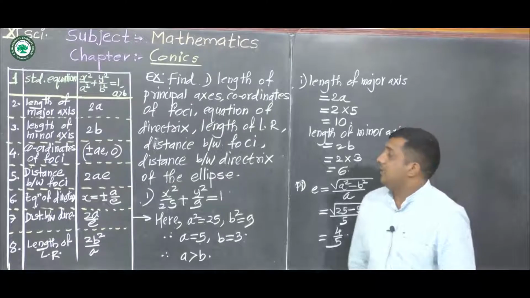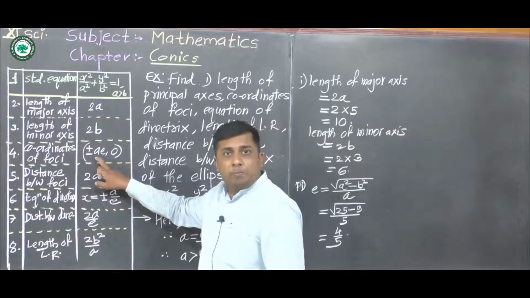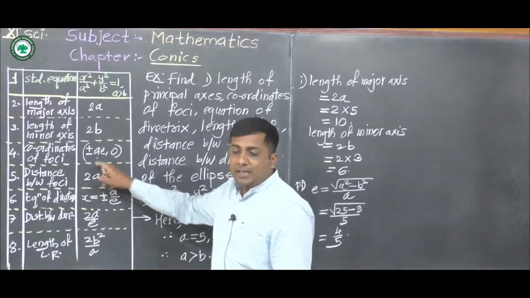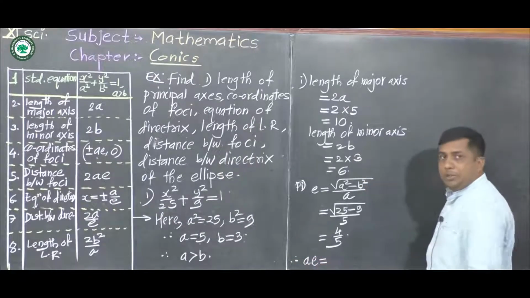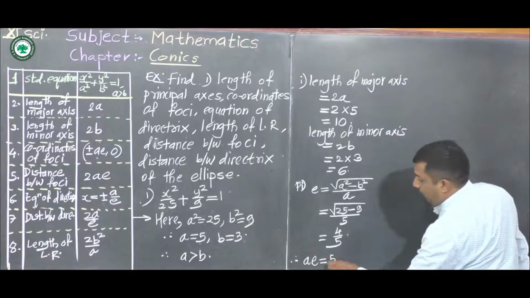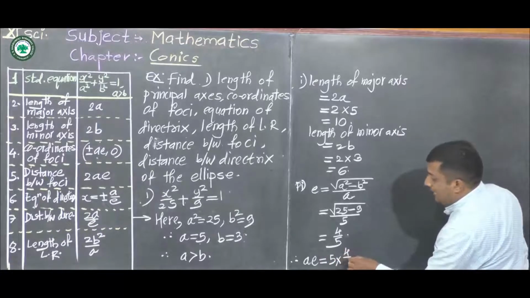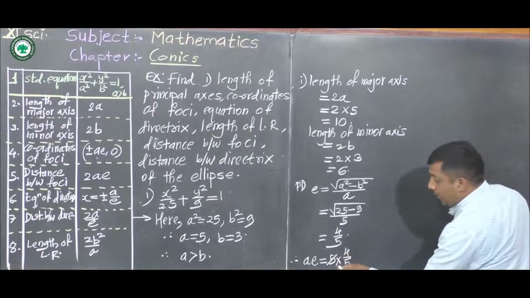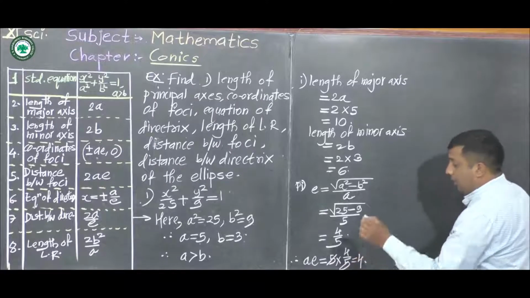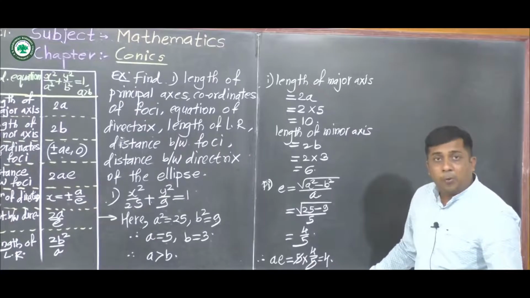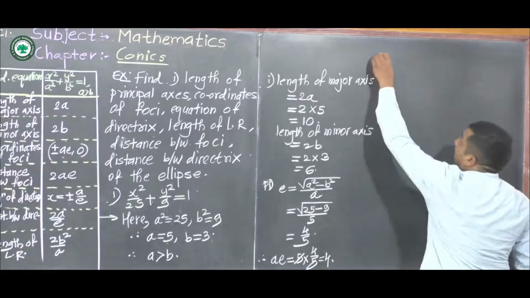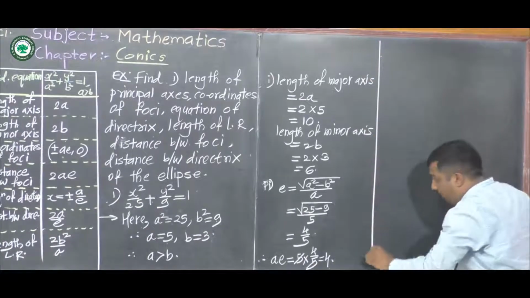Now we find this ae first, the product of a and e. Here ae is equal to, we know a is 5 and e is 4 by 5. Here 5 and 5 cancel, only 4 remains. So ae is equal to 4. So we can directly define the coordinates of foci.